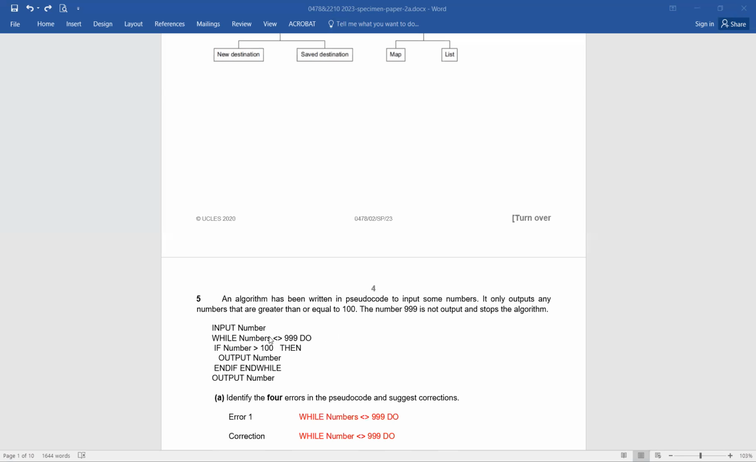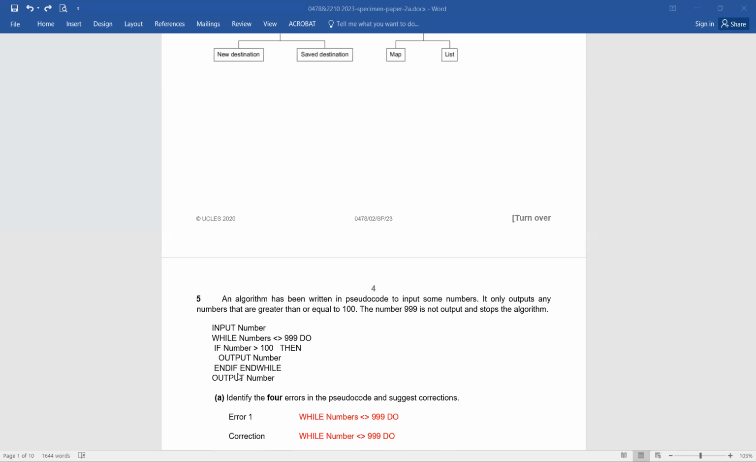Now I'll go stage-wise and find out stage-wise. Input number, while number not equal to 999 do, if number greater than 100, then output number, end if, end while.